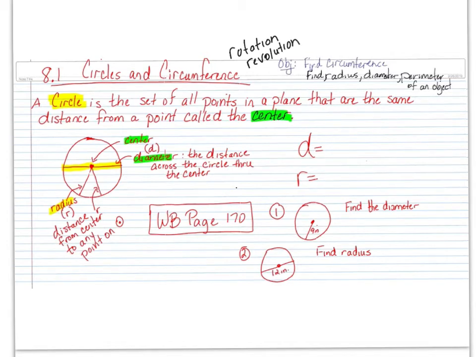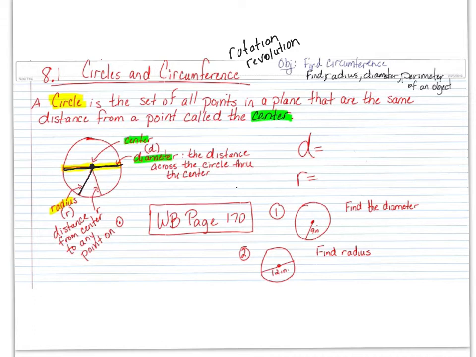Okay? So, the definition of a circle is the set of all points in a plane that are the same distance from a point called the center. That's the formal definition. Right here is the center point in the middle, right? All the way across, we've talked about this already, is the what, Landon? Diameter. When it comes from the center to a point on the circle, that is your radius.